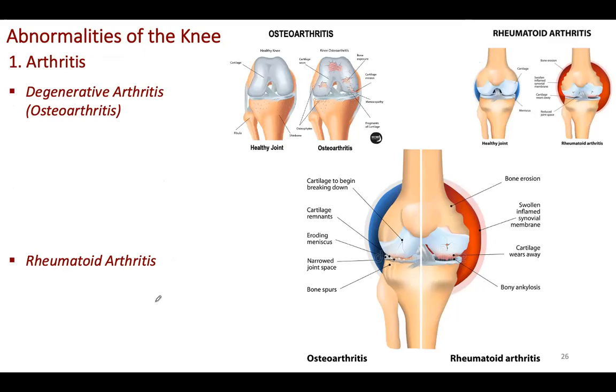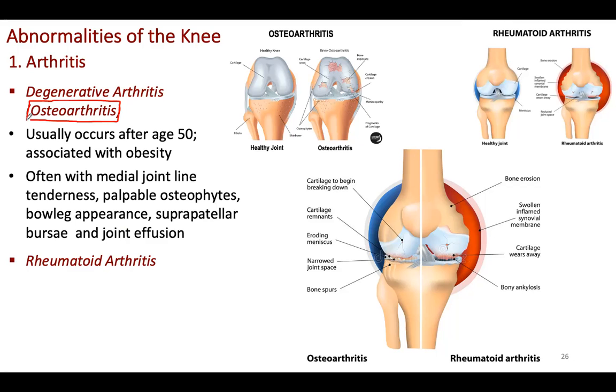Abnormalities of the knee joint. Arthritis. Osteoarthritis, the knee joint is the most common joint in the body involved in osteoarthritis. Why? It is the most important weight-bearing joint. It's the most important joint when it comes to bearing weight. And you can feel the crepitus very easily over the knee joint.